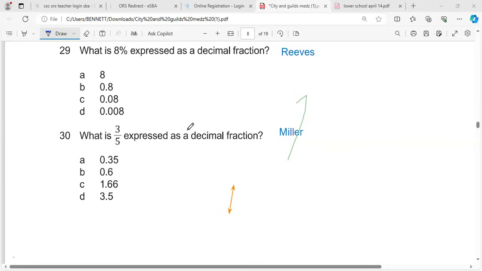All right, guys, I'm back. Let me respond to everyone now. What is 8% expressed as a decimal fraction? Mia Lawrence, both of them are correct for 29 and 30. Kira Miller, 29 is correct. For Morris, 30 is correct.